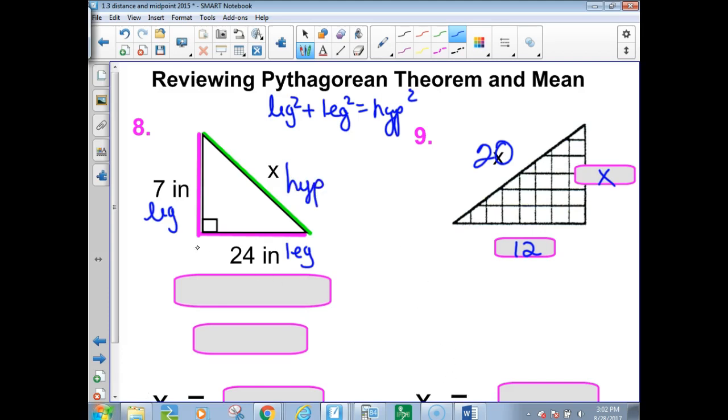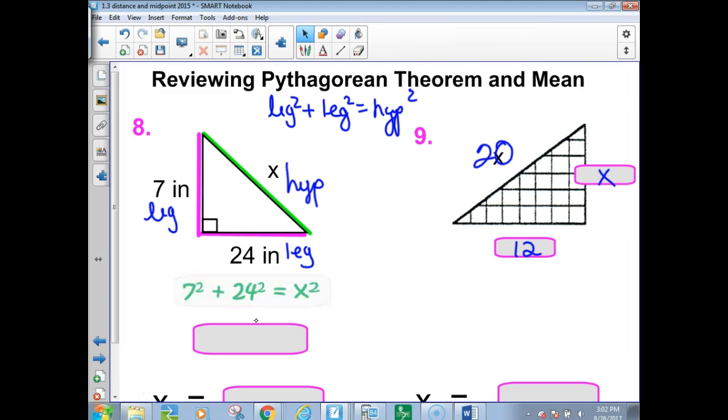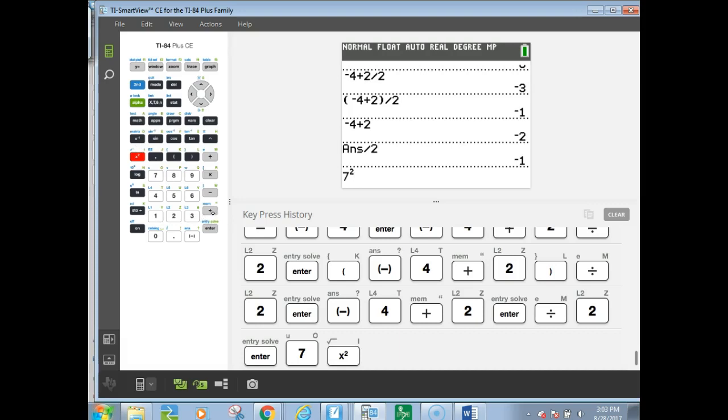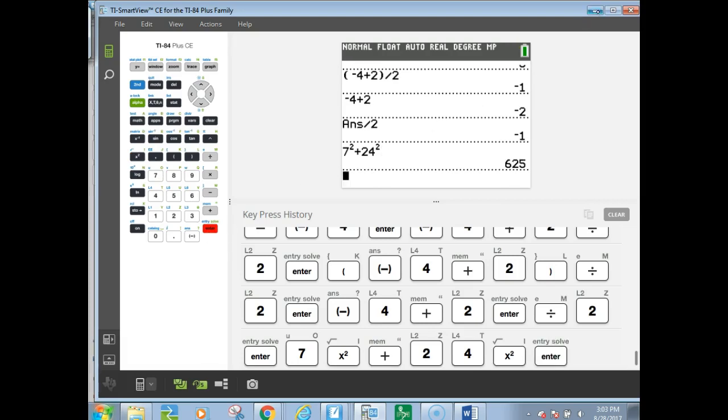So, in this case, we're just ready to go. The legs are given, we're trying to find the hypotenuse. So our first step would be to write 7 squared plus 24 squared equals x squared. Next, we would grab our calculators, because not many of you are going to know these by heart. 7 squared plus 24 squared, on our calculators, that would give us 625.